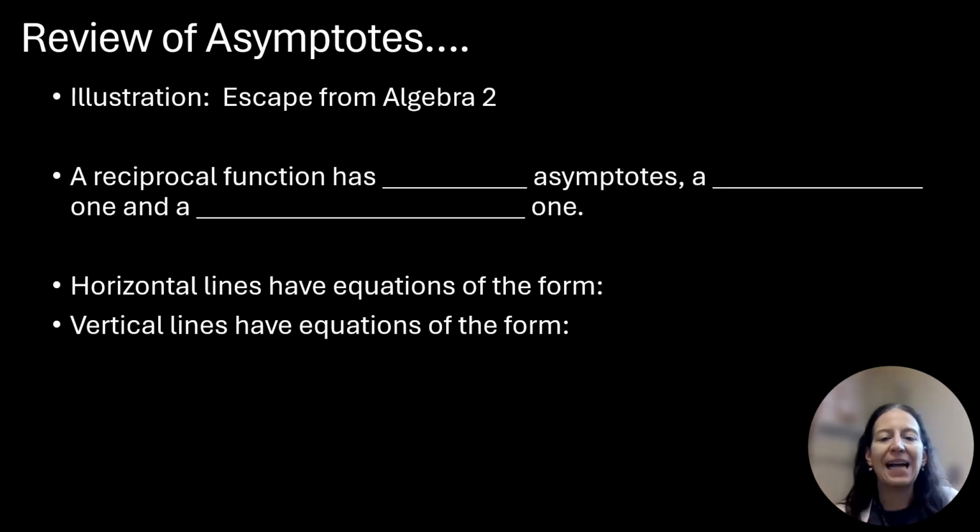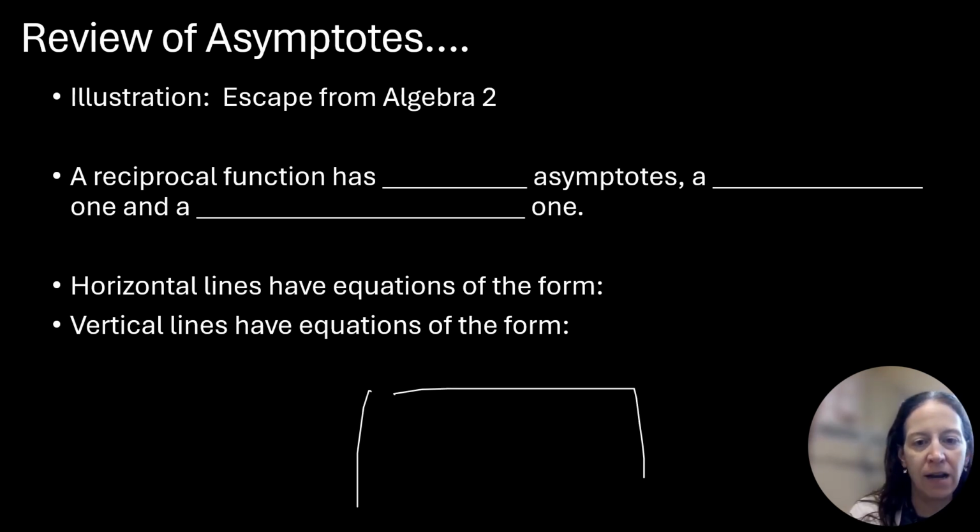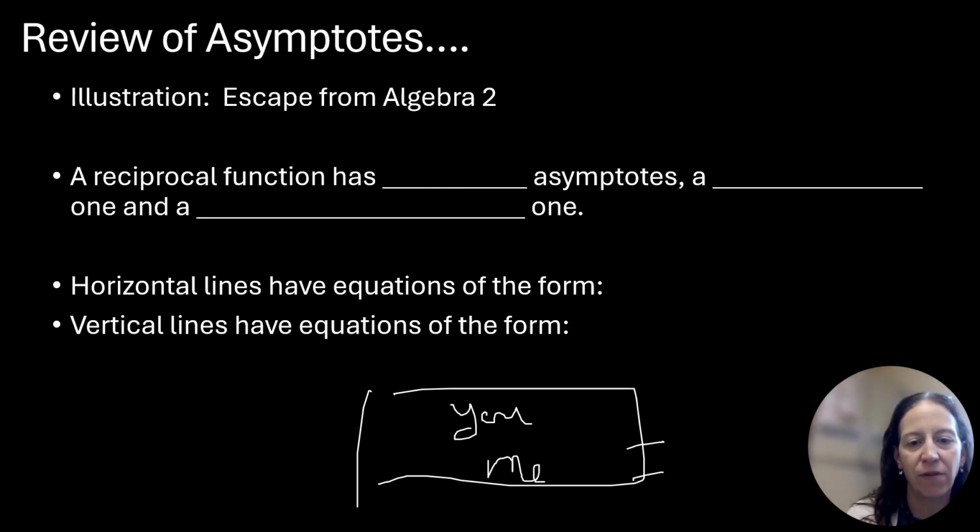So, quick review of asymptotes. This is the illustration Escape from Algebra 2. I did this in our lesson on exponential graphs, and I stood in the front of the room. For those of you that were here, I said I want to escape from Algebra 2, and before I can get to the door, I've got to go halfway to the door. So I'm going to go halfway to the door and cover the distance. And look, I can draw a picture. If you're familiar with my room, here's you guys as my students. There you are. And then the door is right here. And here's me. Okay, and I want to escape.